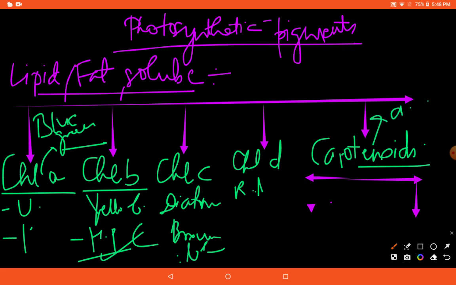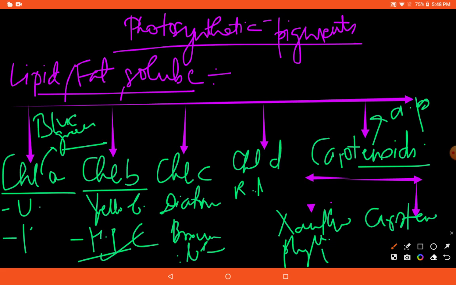It's an accessory pigment, and it is found in xanthophylls. Okay, its types are xanthophylls and carotene. Xanthophyll is pure yellow in color. Carotene is yellowish orange in color. Alright, this is clear, no? We'll tell you once again.